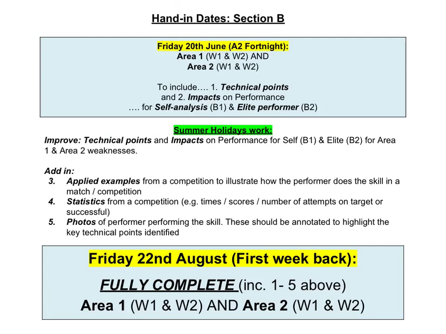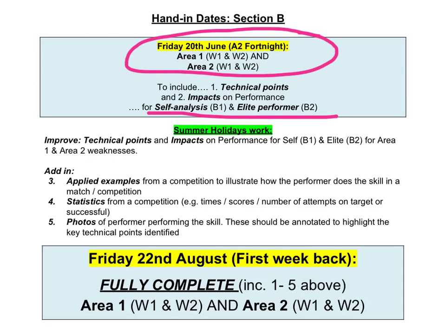Now we've looked at what you need to do, when you need to do it by. So we're in A2 fortnight now. By the end of this week, this is what we want you to have done, had a go at as a starter. Area 1 and Area 2. So that's quite a lot. Weakness 1, weakness 2, don't forget. And weakness 1, weakness 2 for Area 2 as well. For both the self-analysis and elite performer.